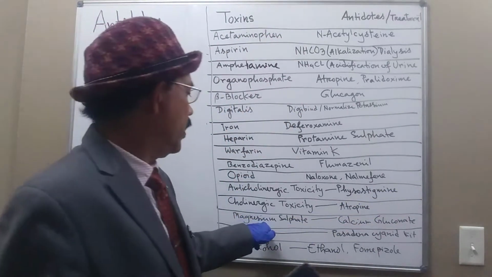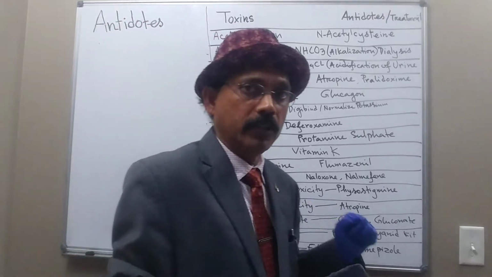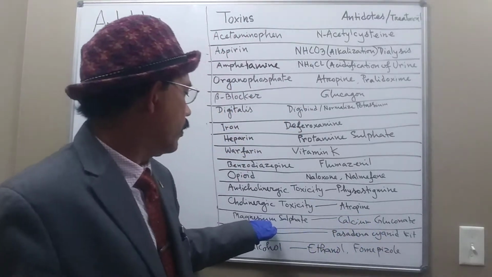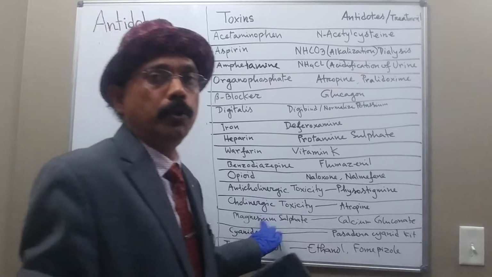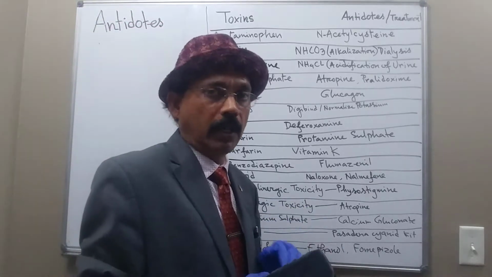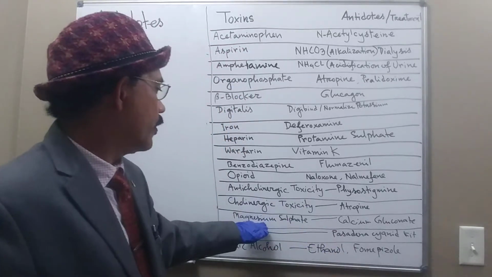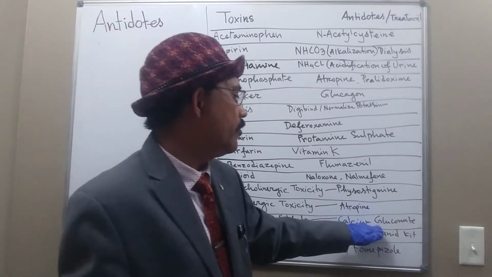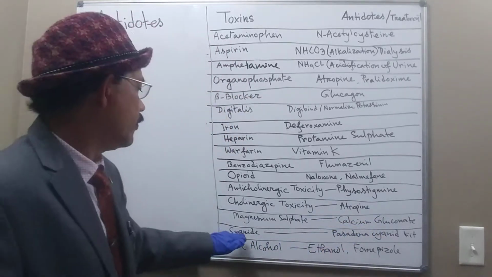Okay, magnesium sulfate has many uses. It is a medication to reduce convulsions. Some magnesium is used to manage stomach ulcer, peptic ulcer. Its antidote is calcium gluconate.